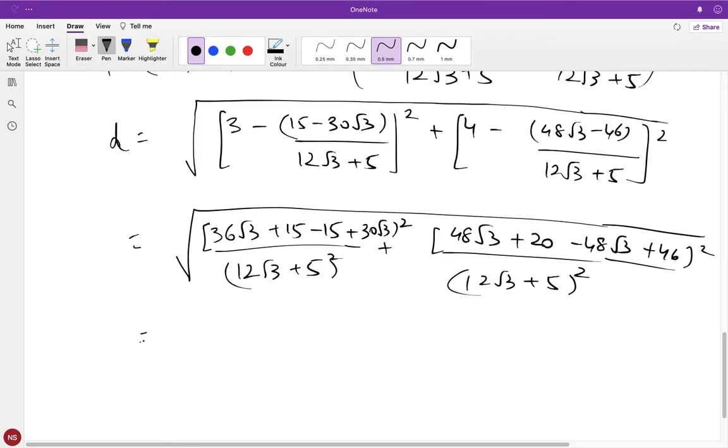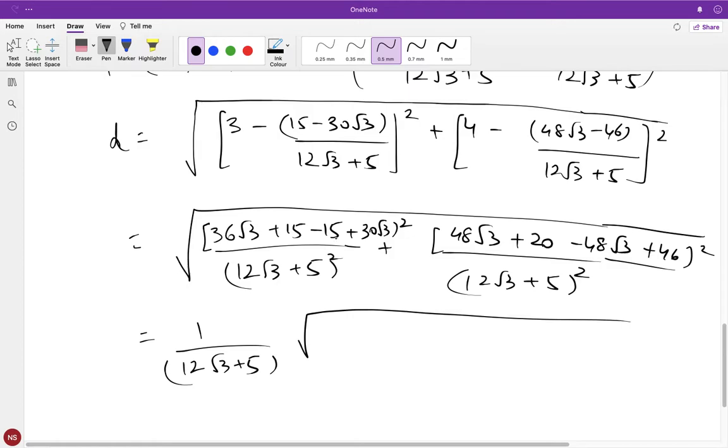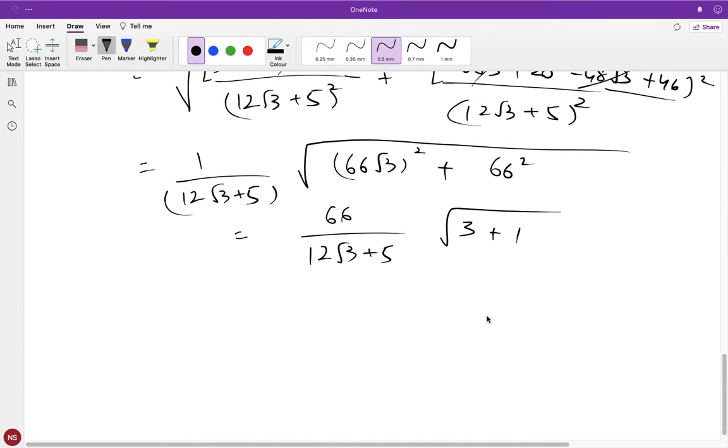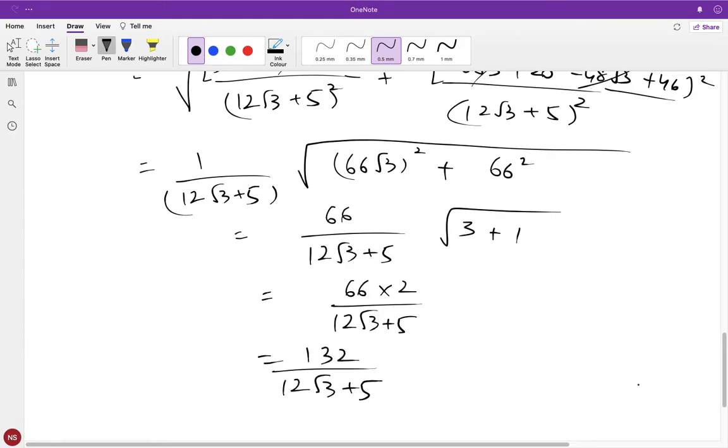So I bring this denominator outside. Inside is 15, 15 cancels. So this is what? 66 root 3 whole square plus cancelled 66 square. If I take out 66, I get this. But inside root 3 square is remaining, so that is 3 plus 1 is remaining. So square root of 3 plus 1 is 4. 4 square root is 2. 132 by 12 root 3 plus 5.